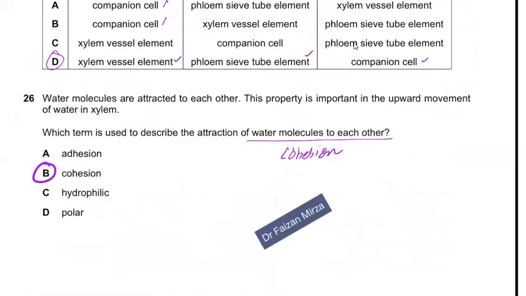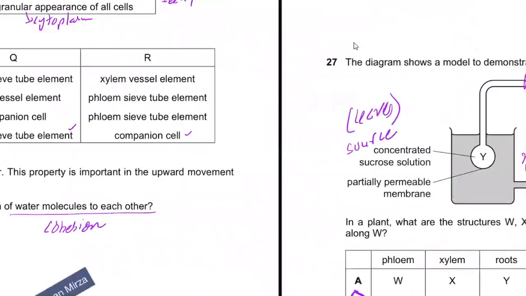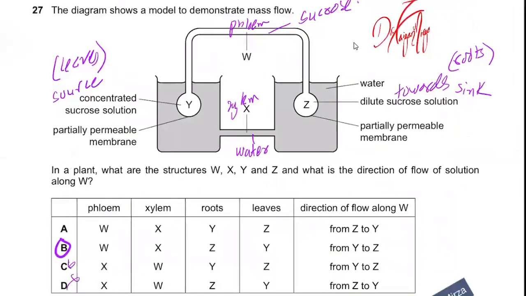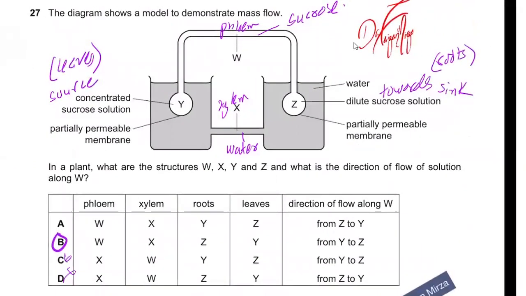Water molecules are attracted to each other. If they are attracted to each other, which property of molecules is important for upward movement in xylem? We know water molecules are attached to each other by hydrogen bonding, by cohesion. This is just a factual question, asking you to recall cohesion. Adhesion is between water molecules and the vessel wall.